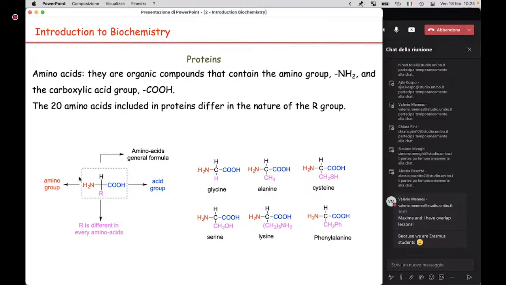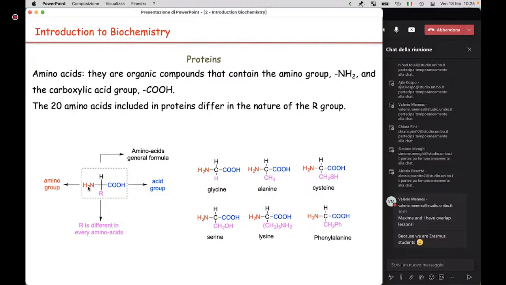I want to underscore that amino group is NH2 or NR, and with some other carbon chain. And the acid group is COOH, okay? Carboxylic group. So this is the basic structure. Every amino acid in our body, in our proteins, has this general structure.